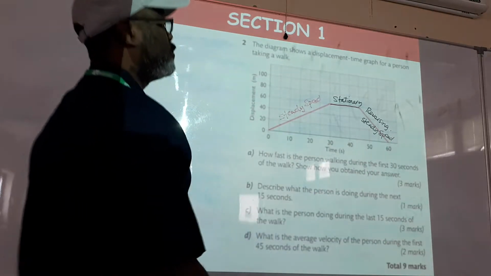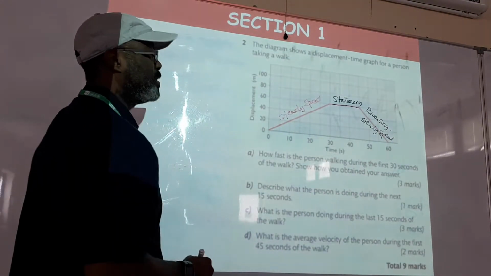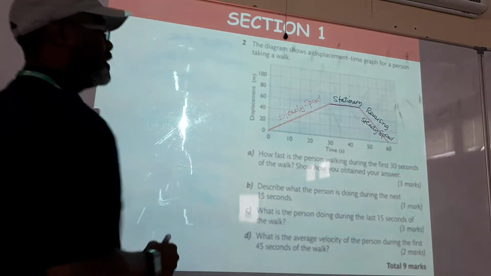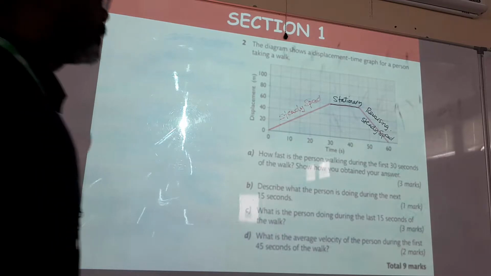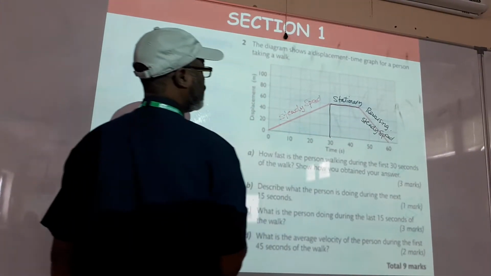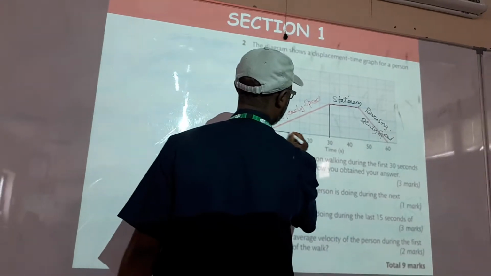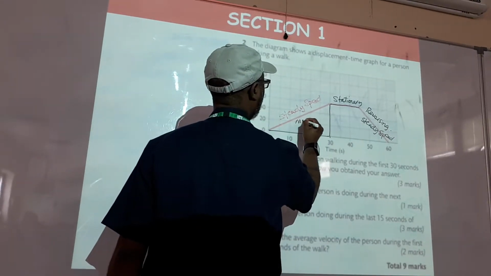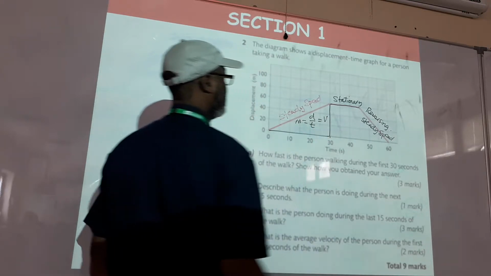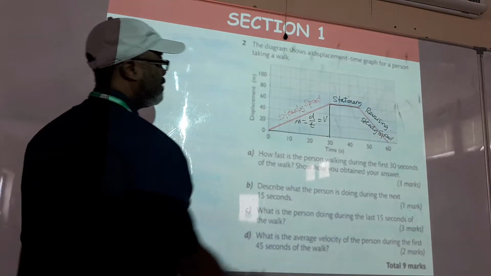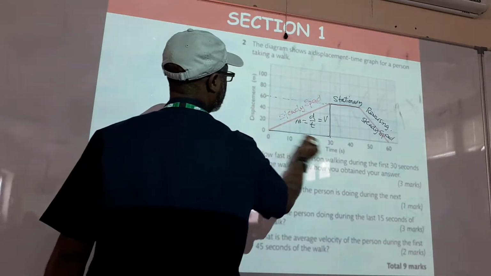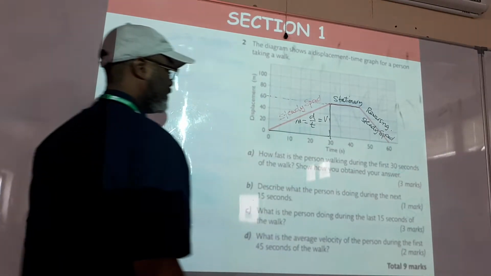So what a good student would do is to quickly label that kind of graph when you see them in the exam. And so whatever question will be asked later will just fall into one of those. So the gradient of a slope on a distance time graph will be distance over time, which is the same as velocity or displacement over time. And for this particular graph, if you look at that, that is 60 meters, that's 30 seconds.